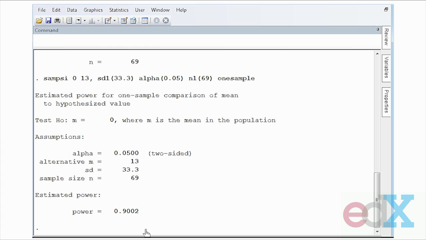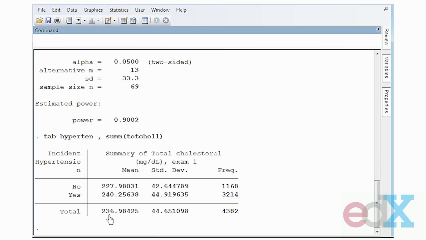Let's recall when we first looked at this, what were we looking at? We were looking at total cholesterol level, and we were looking at the two groups by hypertension. So let's bring all that back, hypertension, and let's summarize the total cholesterol. So there we are. We have the two groups, with a mean for no hypertension of 227, 228 say, and for yes 240, and the standard deviation was about 44, 45.